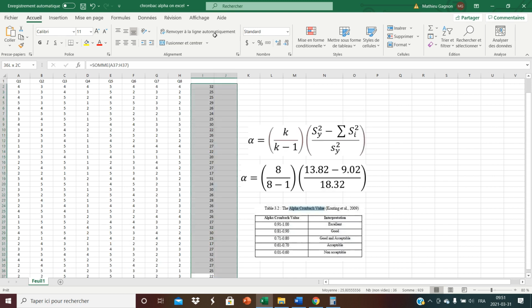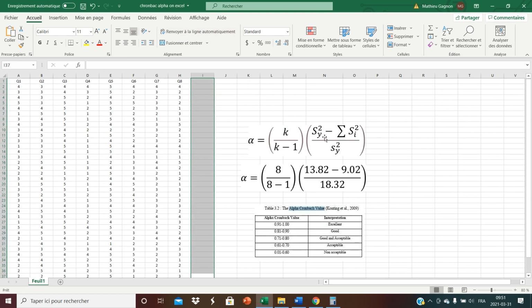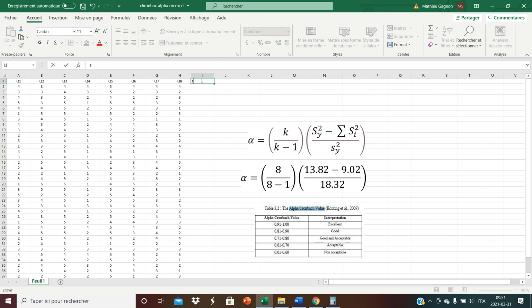Let me take this off as well. OK. Là, ce qu'on a besoin, c'est S au carré Y. Ça veut dire la variance pour le score total des gens. So, S square Y is the variance for the total score. So we need for each person to calculate a total score. So let me write this thing here called total.